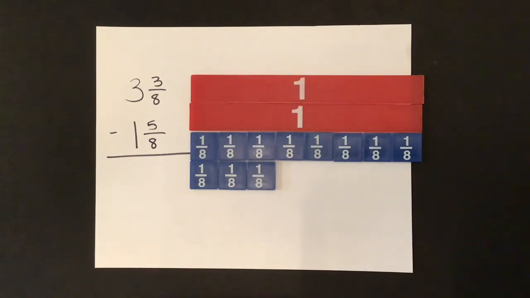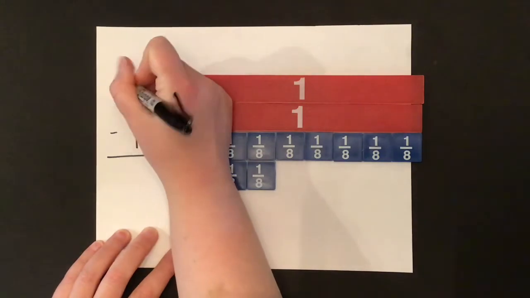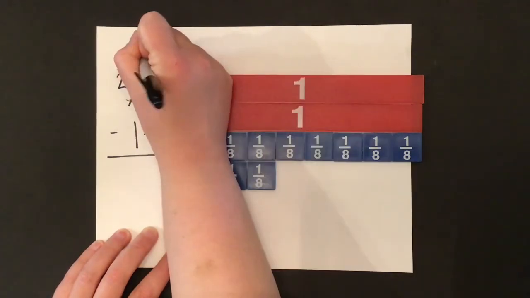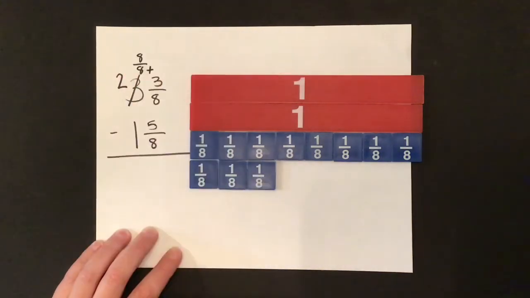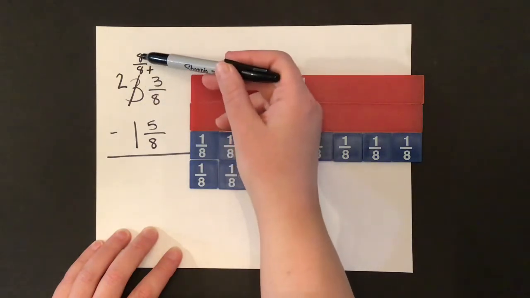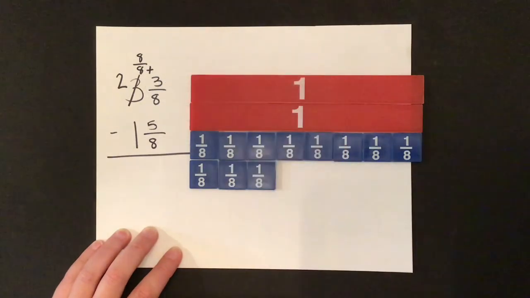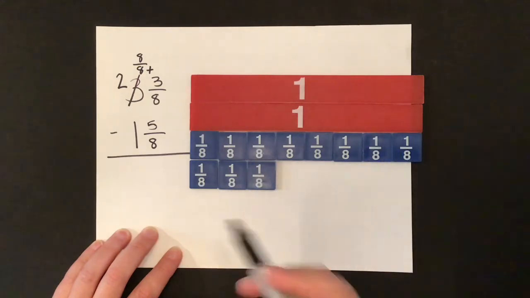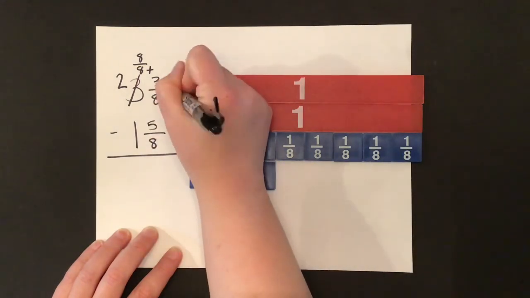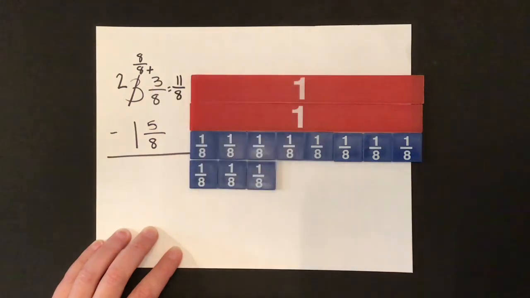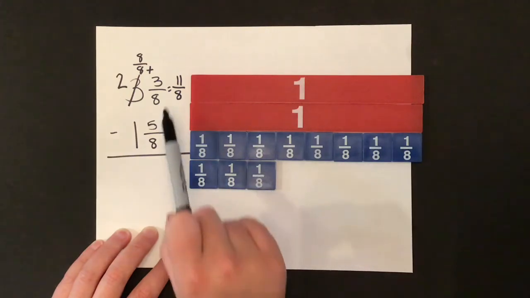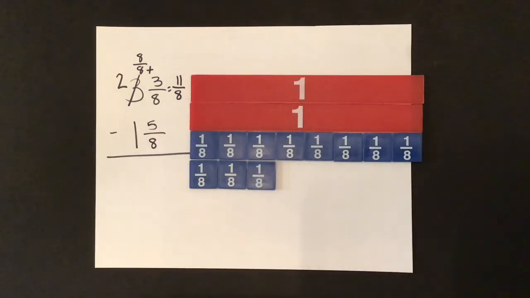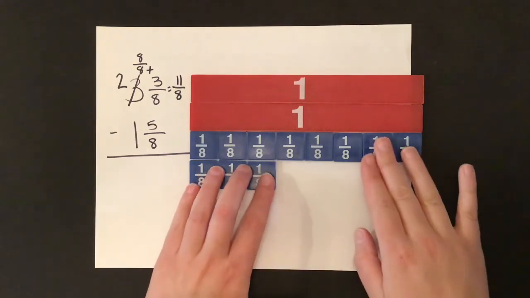Okay, let's record what we did. Sometimes I just write it off to the side here. The important thing is you do have to add the 8/8 and the 3/8 so that you know how many 8th pieces you have. So now we have 11/8. 1, 2, 3, 4, 5, 6, 7, 8, 9, 10, 11 pieces, so 11/8. And now we can subtract just like we usually do. So we're ready to take away 5 pieces.